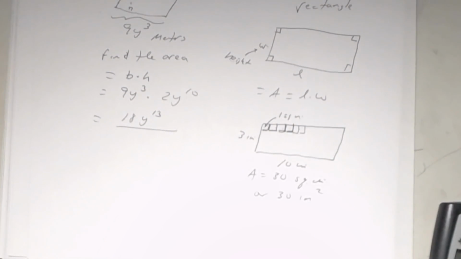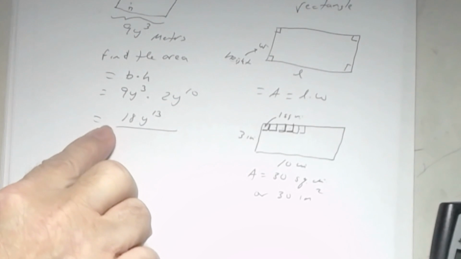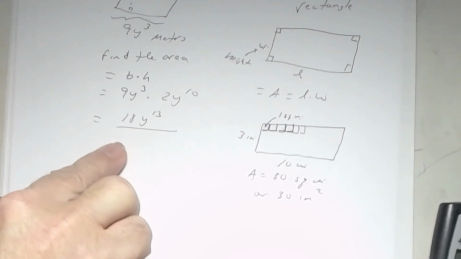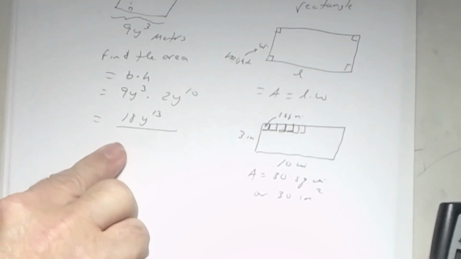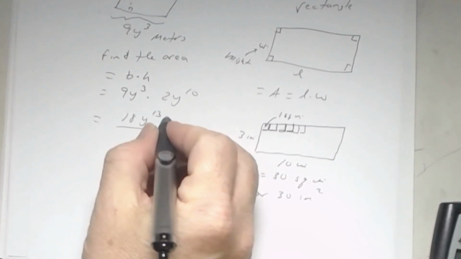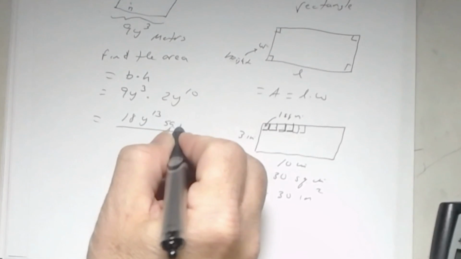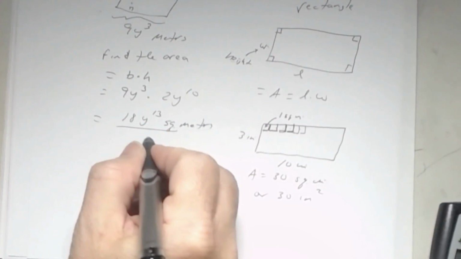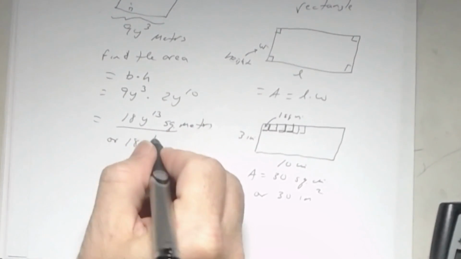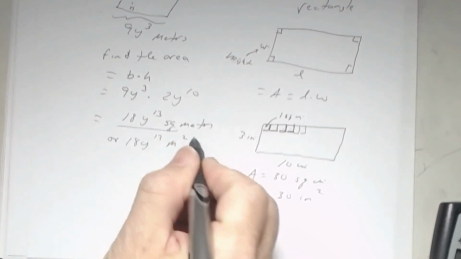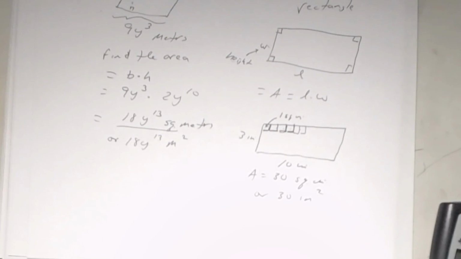That's where that comes from. So on MyMathLab, when you put the expression 18y to the 13th power, you really need to put the units. So what are the units? This is in meters, so what are the units? Meters squared, or square meters. Or you could say 18y to the 13th meters to the second power, like that.